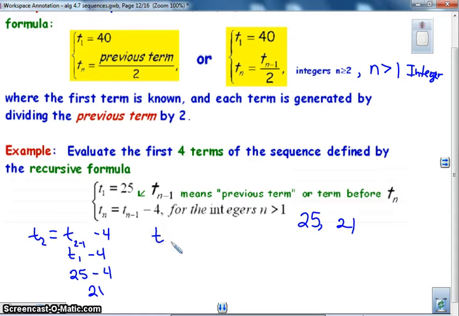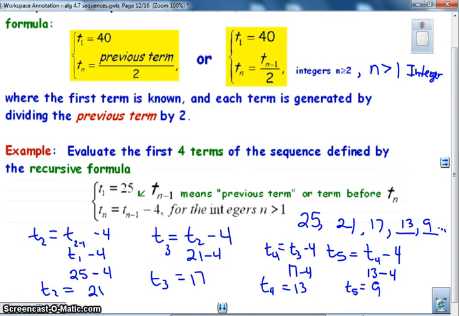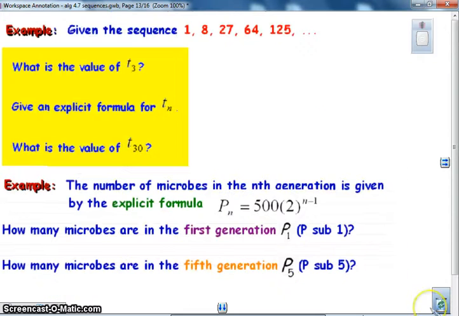What I'd like you to do is pause the video right now and try the third term. If we do that, again, we're looking at the second term minusing 4, the previous one. 21 minus 4 gives us our next term of 17. So t3 is equal to 17. Please right now do term 4, and if you would, do term 5, and pause the video. You should have your sequence completed with the numbers I had filled in. If you need to pause it, feel free to.